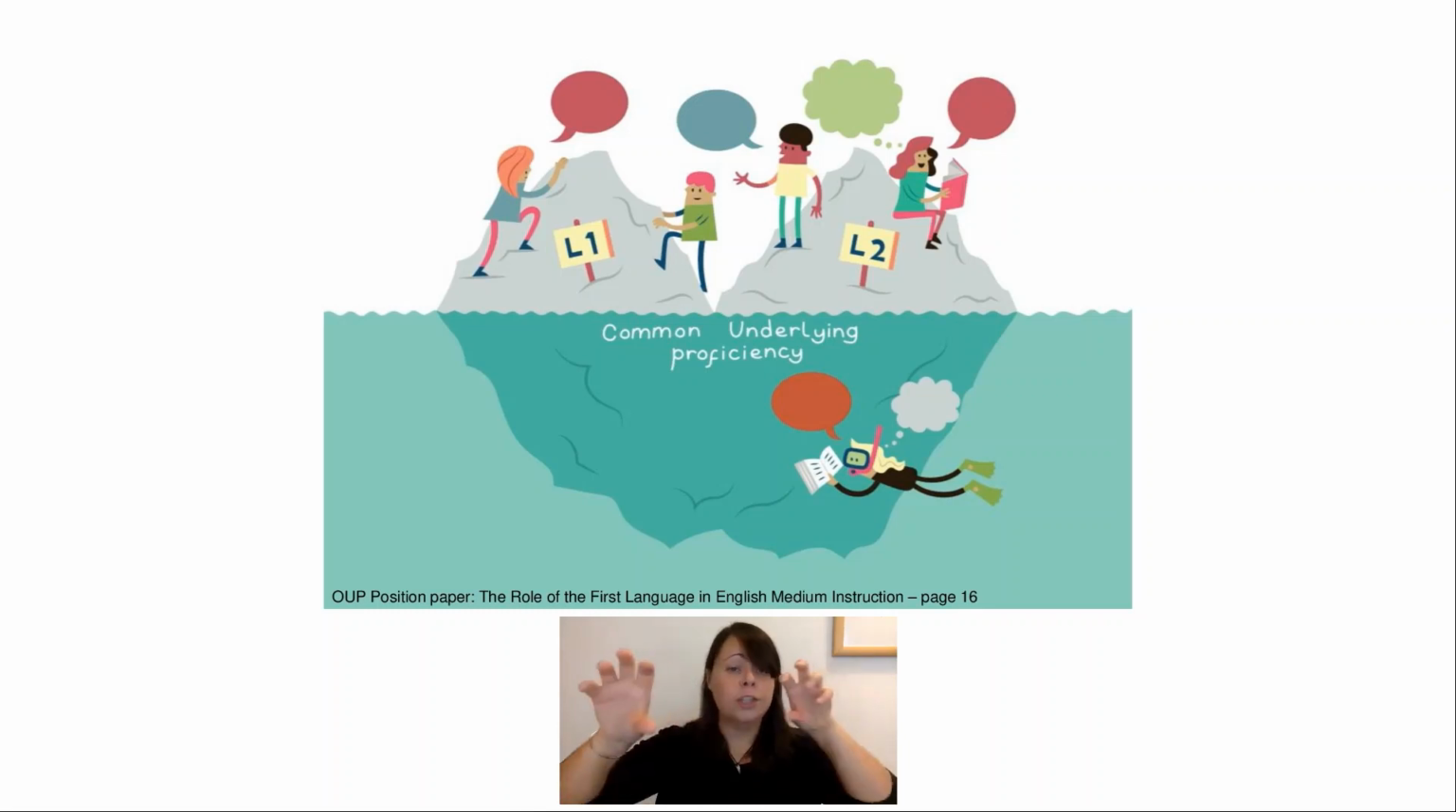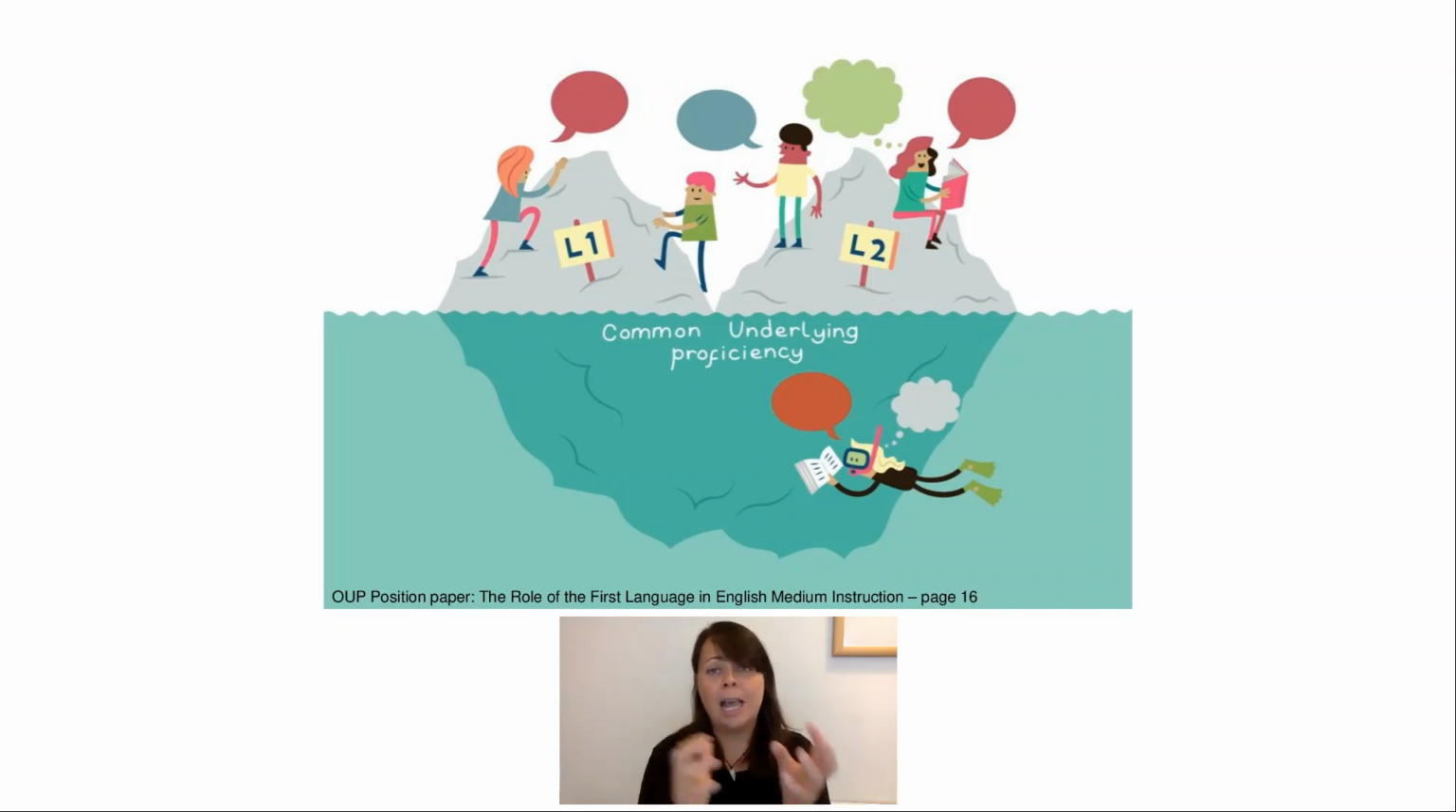So on the surface, it might look like the two languages that our students are studying are in isolation, but actually there is this common underlying proficiency between them. What was also discovered then is that if L1 was prohibited in learning, it meant that the students weren't successfully developing those skills needed to succeed at school, and therefore transferred to L2. So what actually happened was that they saw poorer results in both English language learning and in other curriculum areas.